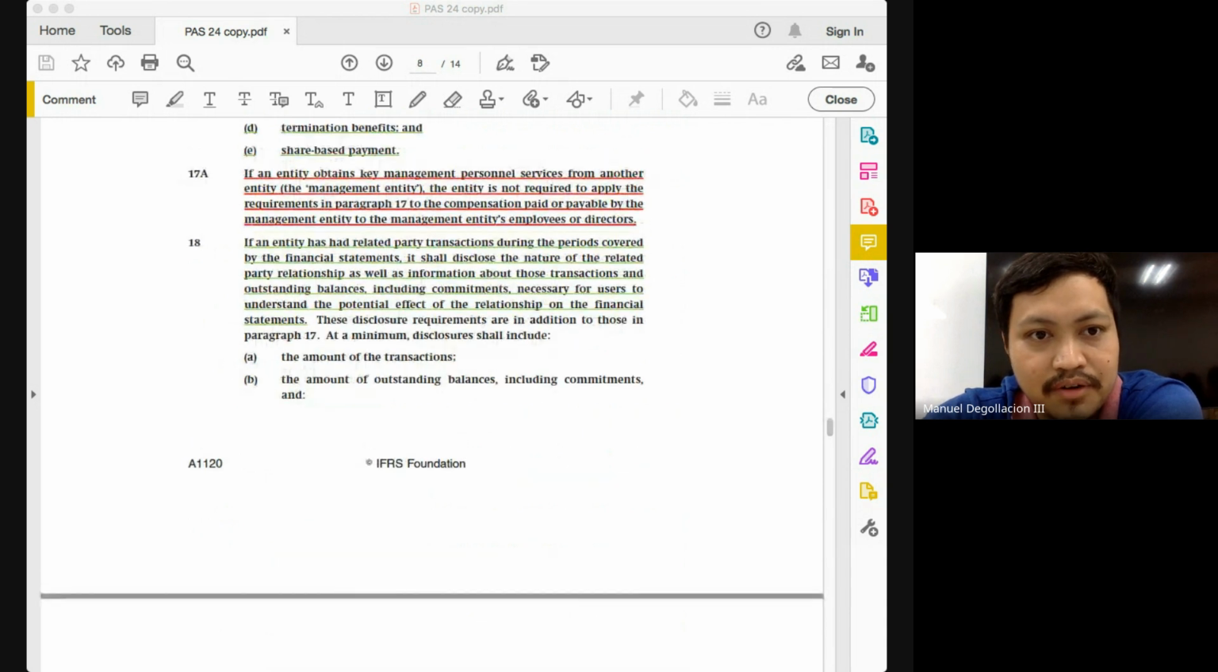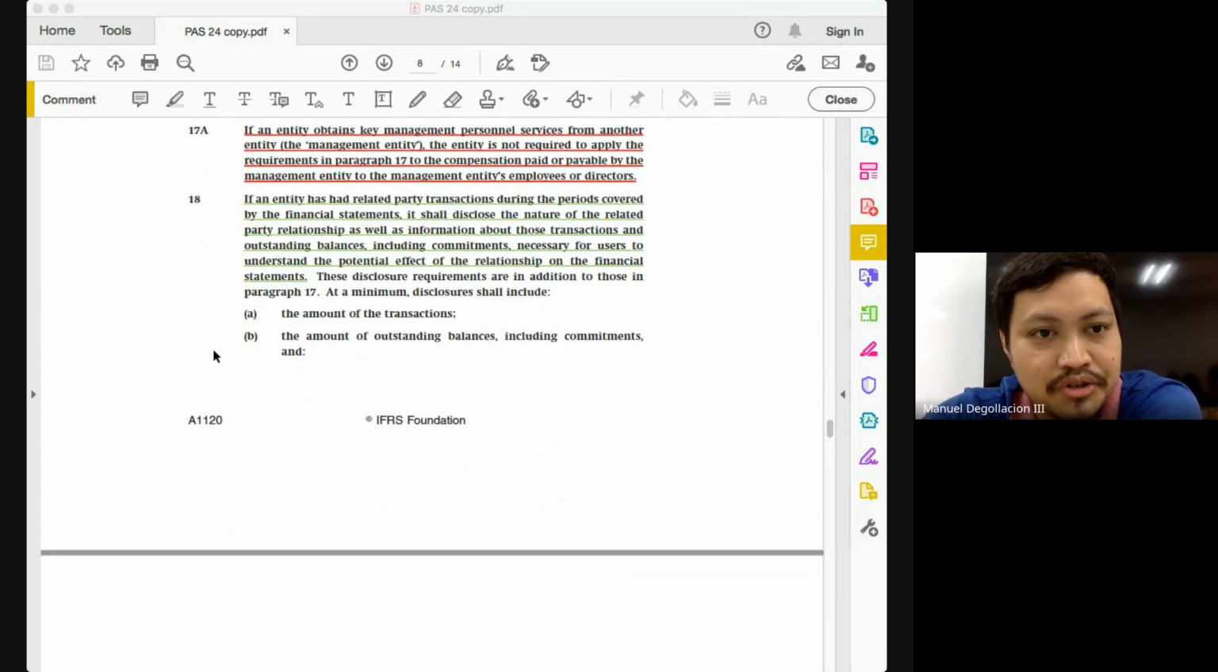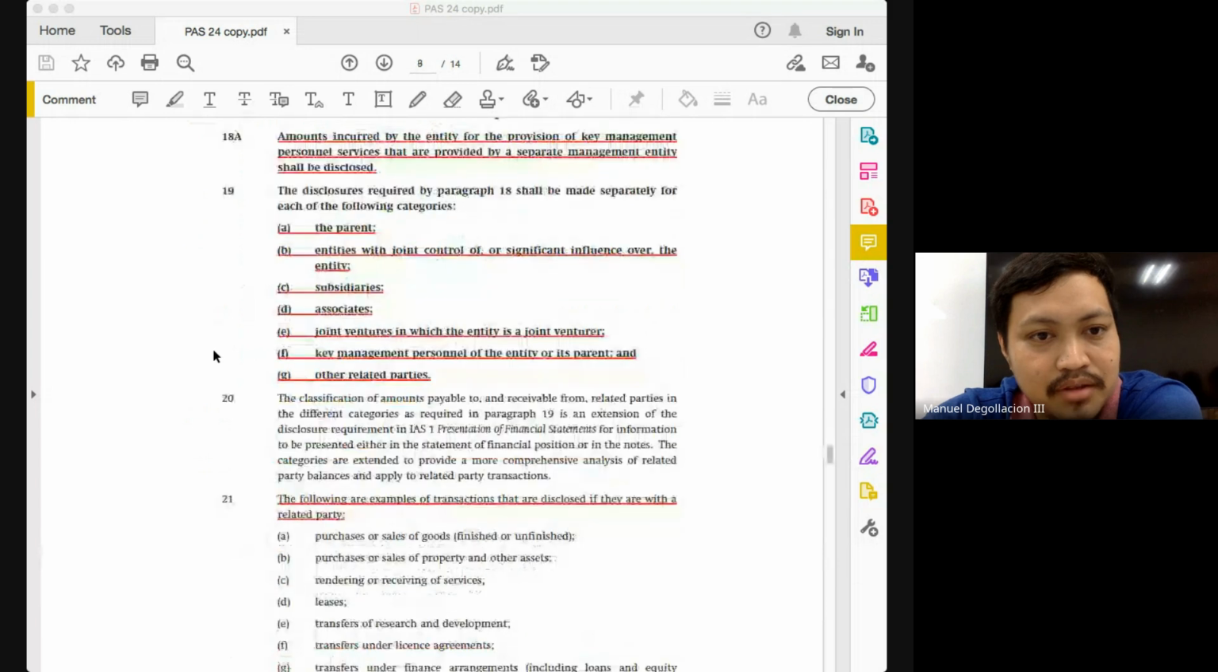Then paragraph 17A tells you that the entity is not required to apply the same requirements. So the possible changes might come from paragraph 17A and paragraph 18A. So make sure that you are familiar with the wordings of paragraph 17A and paragraph 18.